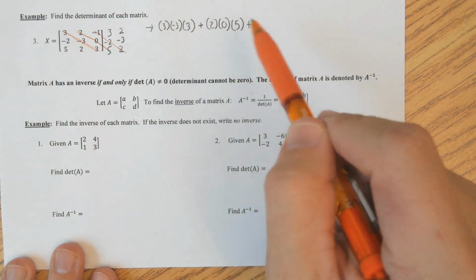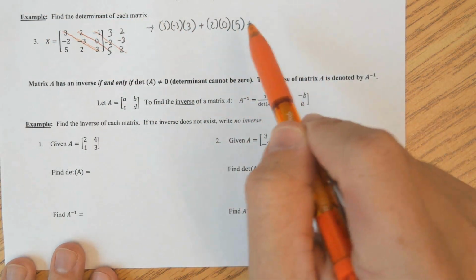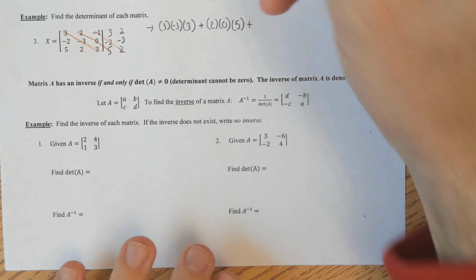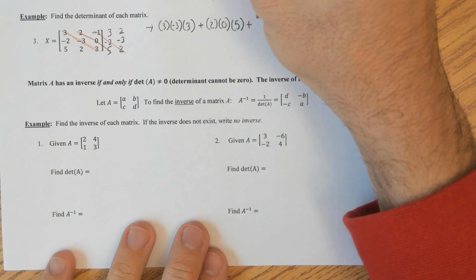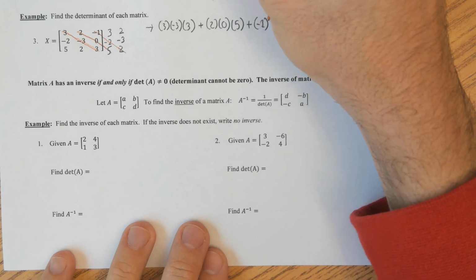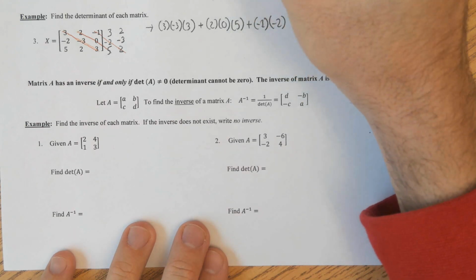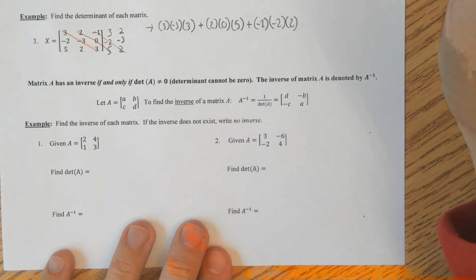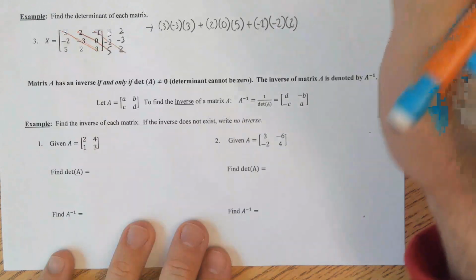You're always going to have 3 sets of values here. Okay? So that would be negative 1, negative 2, and 2. Okay? Now, not done yet. That's one direction. Remember, we have to change directions.